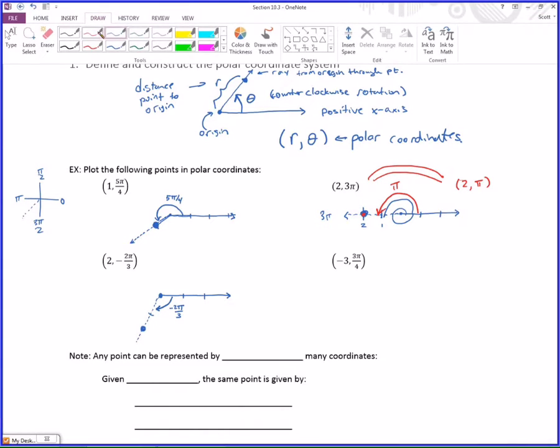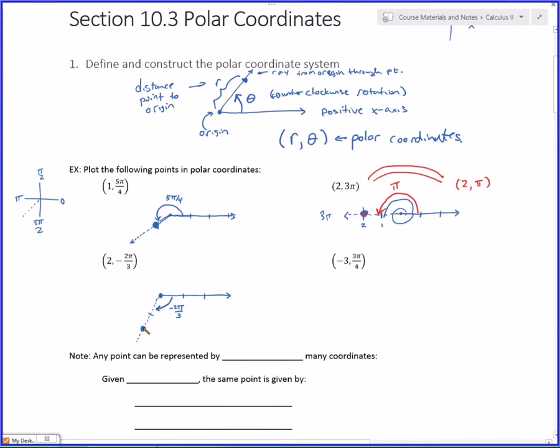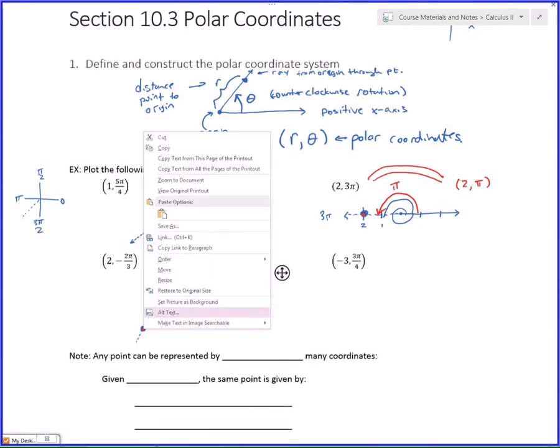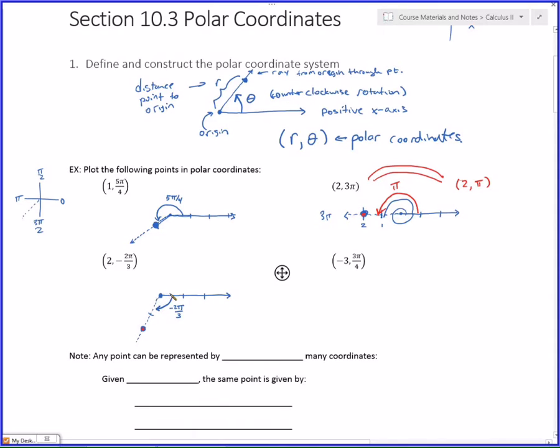Can you give me another coordinate to that point? What do you think this angle is right here? Positive 2 pi over 3 would get me like right up here. To get me here is like 4 pi over 3. 3 pi over 3 and then 4 pi over 3. So 2 comma 4 pi over 3 is also that same point. Those are equivalent points.